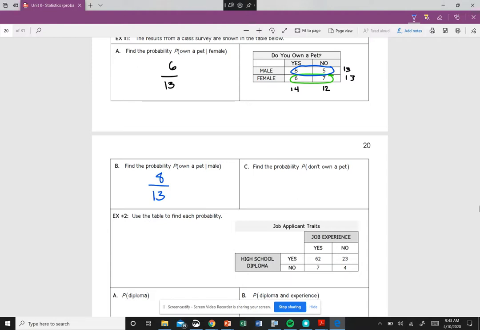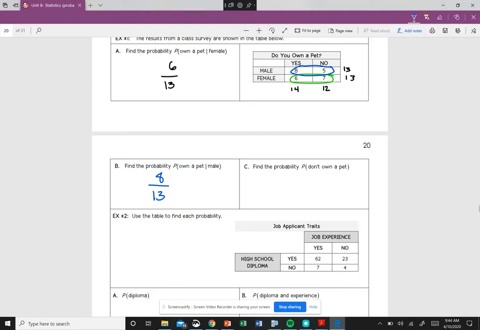And 8 of them own pets. So 8 out of 13 is the probability of picking a person who is male. So given that they're male, 8 of them own pets. Does that make sense? So what's the probability if someone doesn't own a pet?